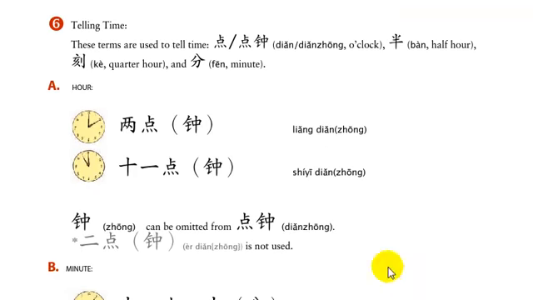All right, telling time in Chinese. The terms used to tell time are 点 and 点钟, and 半 and 刻 and 分. So 点 is like saying o'clock. 半 is for the half hour. 刻 is for the quarter hour. 分 is for minutes. So for 2 o'clock you have 2点, or 2点钟, you could also say 2点. 11 o'clock you have 11点.